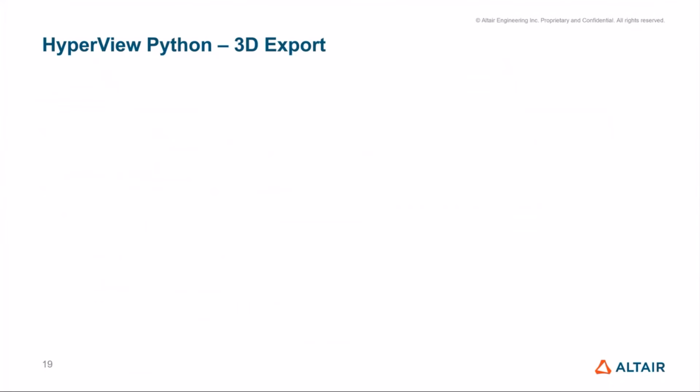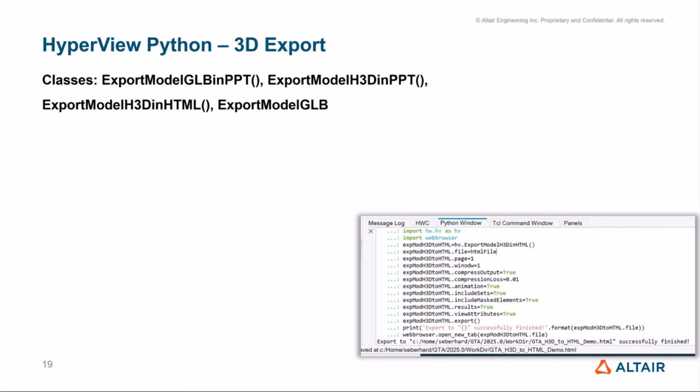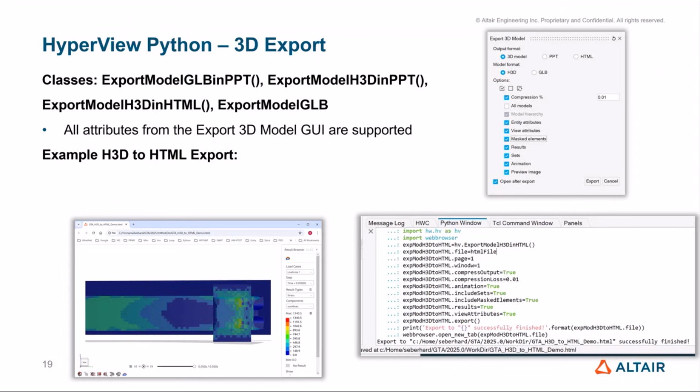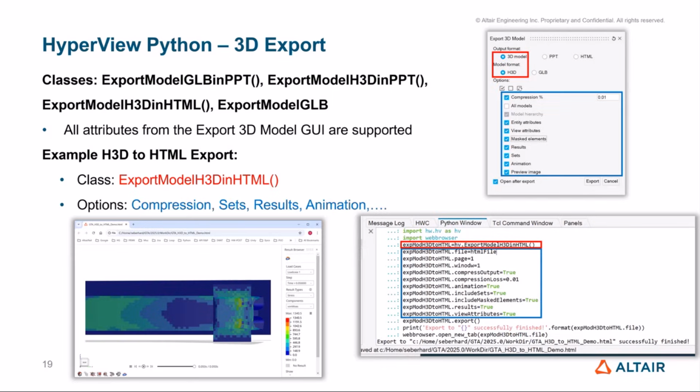So let's go to the 3D export. We added 4 classes: GLB in PPT, H3D in PPT, H3D in HTML, and the GLB export. This covers all the attributes what we have now in 2025 from the GUI side. Let's show a quick example or two for H3D, for HTML export here, for example. This one creates the object export model H3D in HTML, and then I run this code, which all the properties, compression, result, etc.